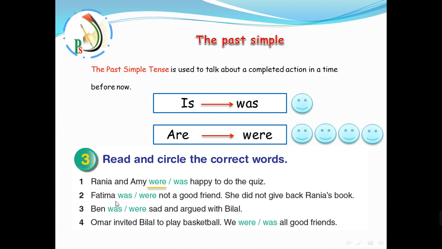Second one, Fatima was or were not a good friend. She didn't give back Rania's book. Fatima was not or Fatima were not a good friend. What do you think? Fatima. The subject is singular. In every sentence in English, the subject is the first word in the sentence before the verb. Rania and Amy before the helping verb. Fatima before the helping verb. So Fatima is singular, so we should use was. What do you think about 3 and 4? I'm gonna give you 10 seconds.